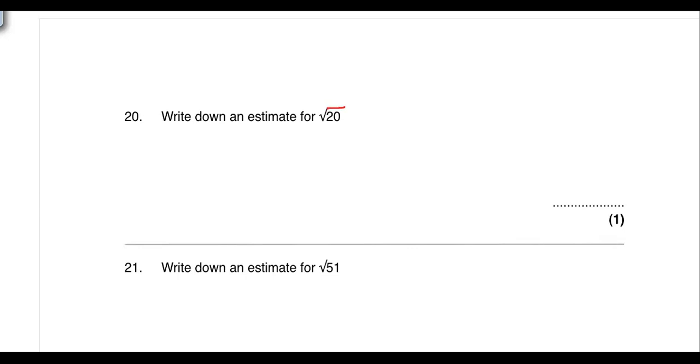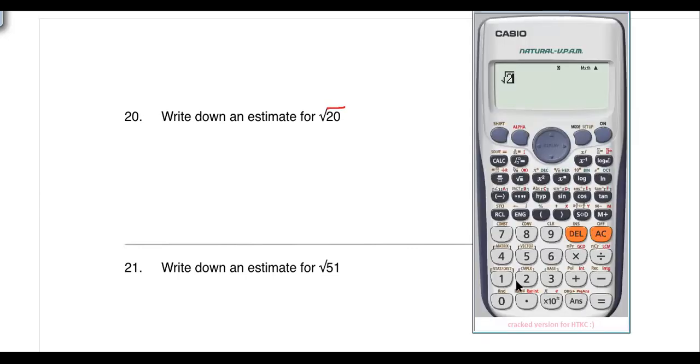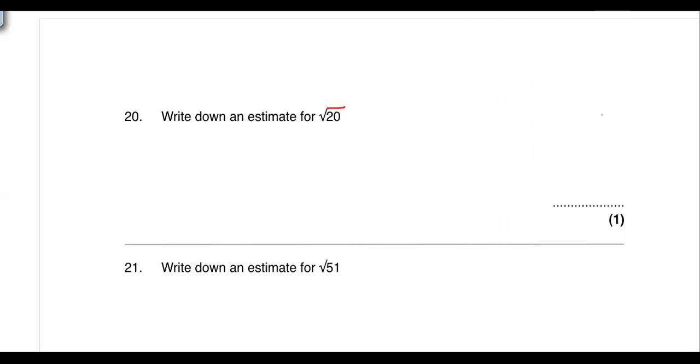Of course, if you use the calculator, you can directly do the square root of 20, and that will give you the decimal 4.47, something like that. But we have to estimate, and how will the examiner know that you did not use the calculator? For every number, there is a square number before it, and a square number after it. For example, for 20, there is a number less than 20 which is a square number, and a number greater than 20 which is a square number.